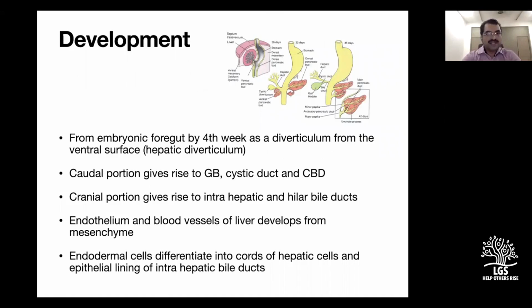So, development we already discussed. The liver develops from the embryologic foregut as a diverticulum known as the hepatic diverticulum.